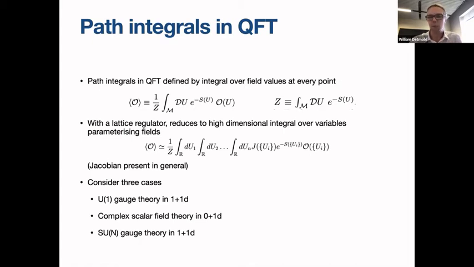And so what we'll work through today is 3 cases. So U1 gauge theory in 1+1 dimensions, complex scalar field in 0+1 dimensions, and SU(N) gauge theory for N equals 2 and 3 in 1+1 dimensions.